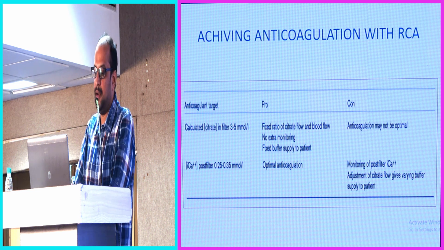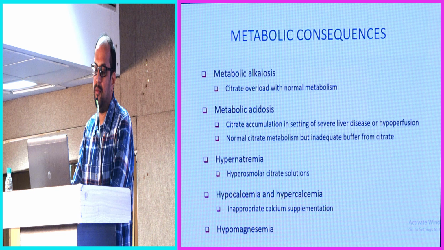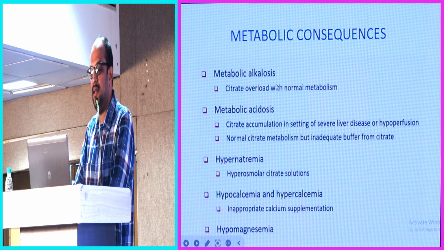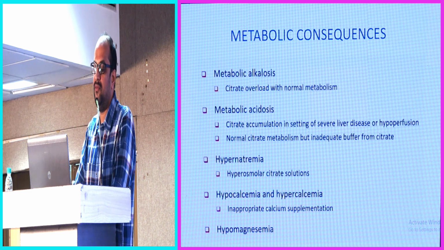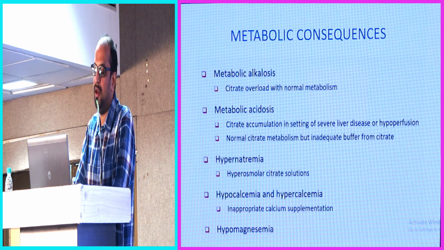The metabolic consequences are, yes, it can cause metabolic alkalosis, because if too much citrate is going into a patient with a well functioning liver, all the citrate will be converted to bicarbonate, and this will contribute to some amount of metabolic alkalosis. Coming to metabolic acidosis, if the patient has liver disease and very severe shock, the citrate cannot be converted to bicarbonate and it will accumulate in the blood, and it causes high anion gap metabolic acidosis.